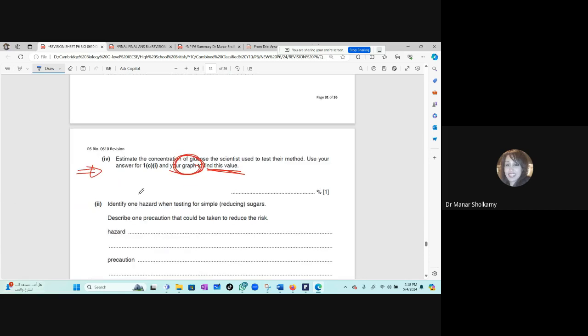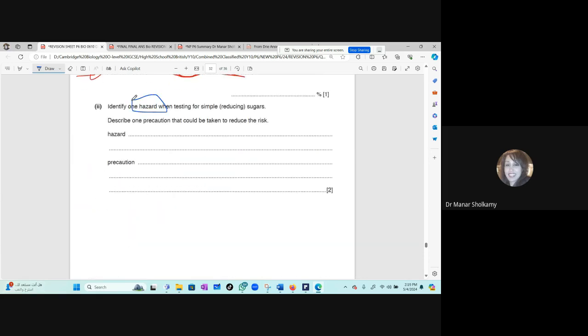Now, again, we answered this question. What is the hazard for simple sugars for the test? Describe one precaution that could be taken. So here, this question clearly, what is the hazard and what is the precaution? What's the hazard? What is dangerous? Fire, heat. Yes, the heat, the Benedict's. Now, what's the precaution?